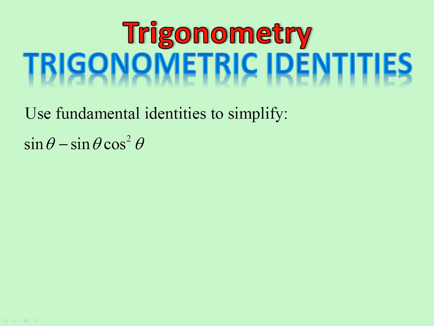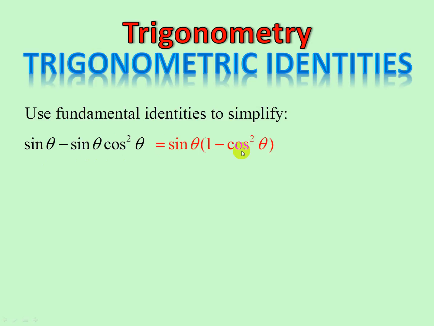But here we go with the algebra. Sine minus sine theta cos squared theta. Now, there's nothing you can do with this trigonometrically at the moment. Nothing. But we can go algebraically and we can take out a common factor. There we are. Take out the sine and we're left with 1 minus cos squared.